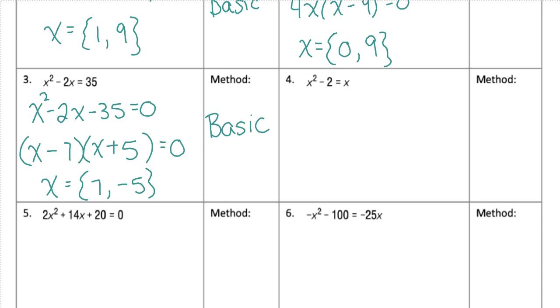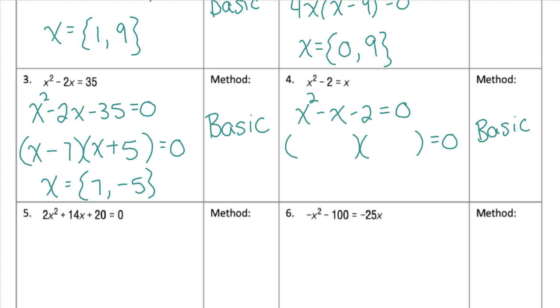Okay, looking at number 4 here, it's also not equal to 0, so I'm going to move that x over, write it in standard form, and now I can see that again I'm going to do the basic method. Nothing fancy on this one. So my factors that multiply to -2 and add up to -1 are going to be -2 and +1. So those solutions are going to be 2 and -1.